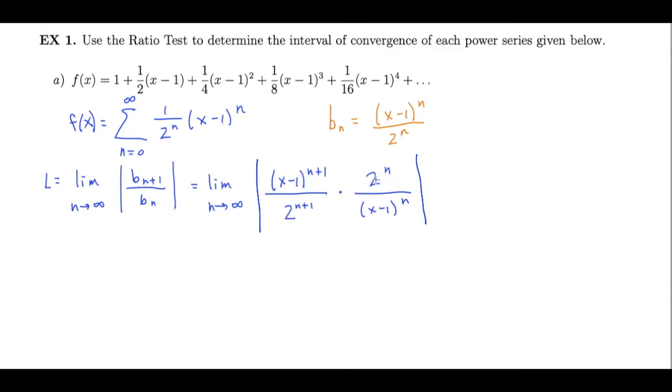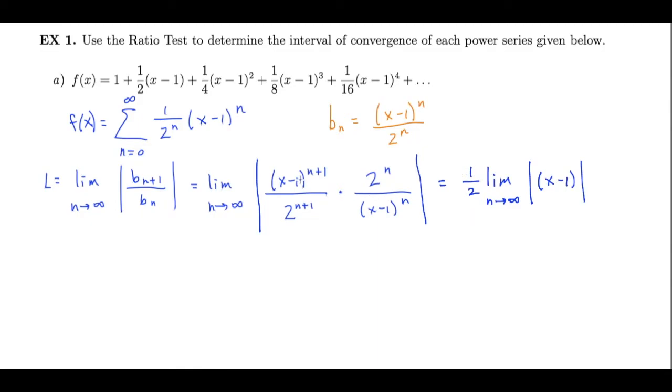Looking at these 2 to a power terms, for example, I have 2 times itself n times in the numerator. In the denominator, I have 2 times itself n plus 1 times. So based on properties of exponents, those will simplify and I'll be left with 2 to the first power in the denominator. That factor 1/2 is actually constant with respect to this limit, so I can bring it outside the limit. It's also positive, and so I don't have to bother writing its absolute value anymore.